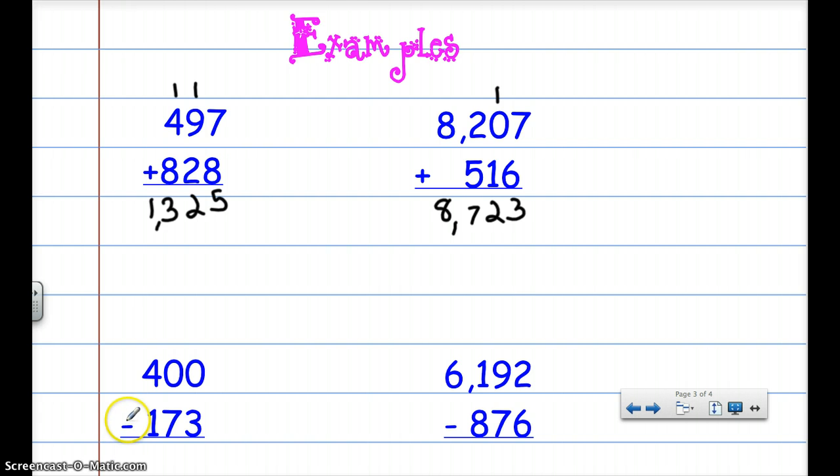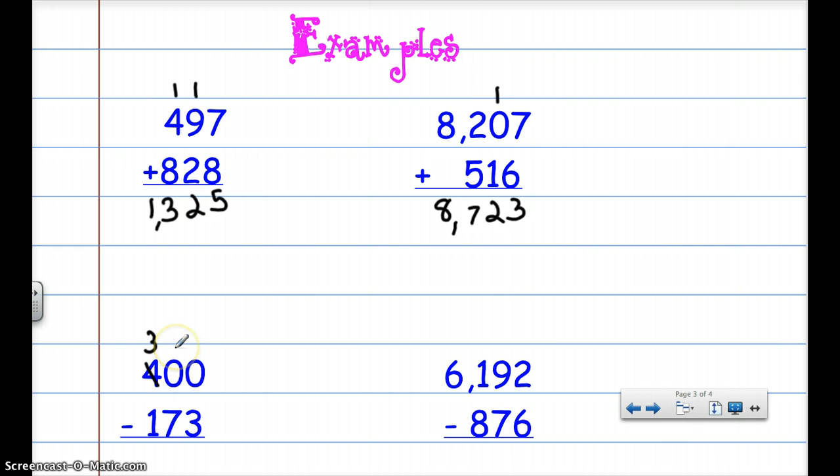Let's move down here to subtraction. You always want to make sure that you pay attention to the symbol also. Well, I cannot do 0 minus 3 because if I have $0, I can't buy something for $3. I can't borrow from the tens place. I have to jump all the way over to the hundreds place. I have to turn that into a 3.